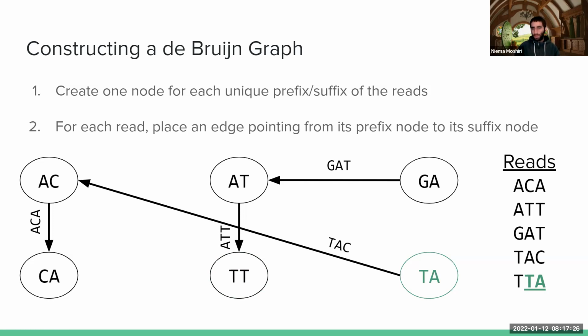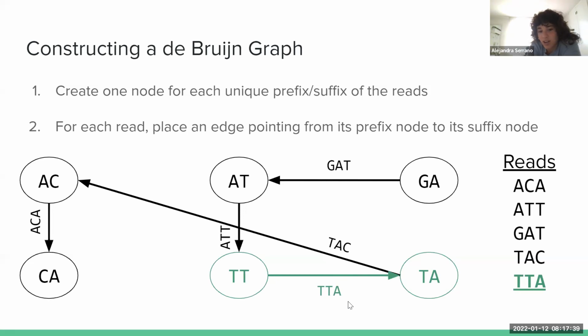Does that kind of make sense? So yeah, TTA has to be TT to TA. To be TTA. Got it. Kind of make sense? Yeah, this one can be tricky.